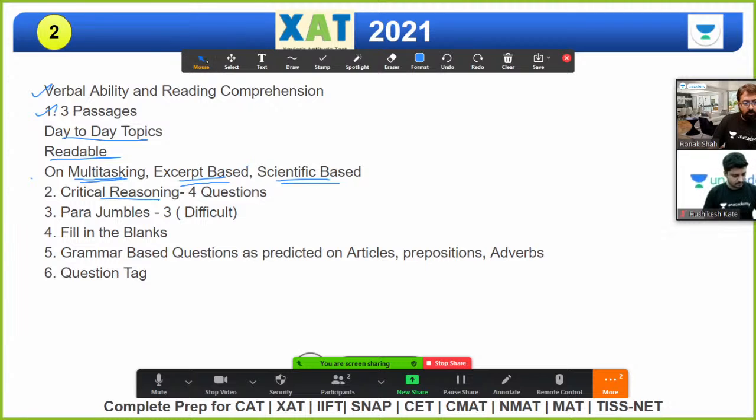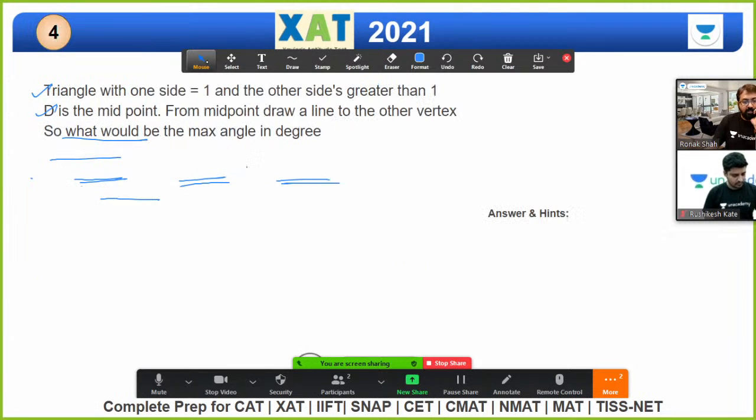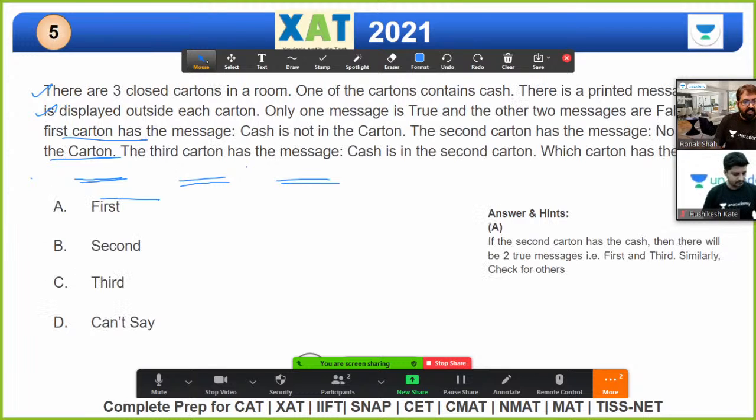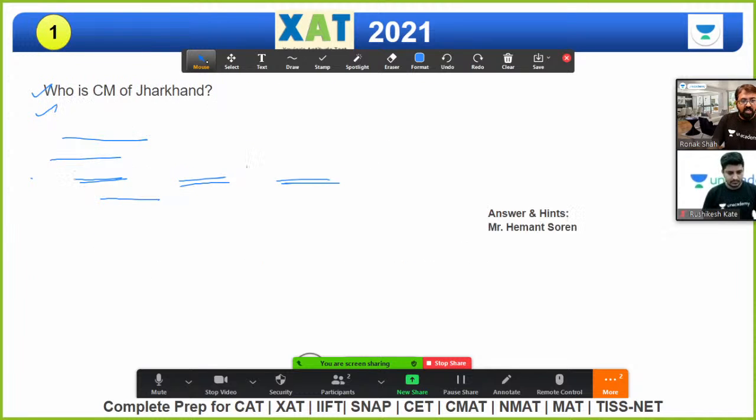So going forward, let me show you some other question. Triangle with one side and the other sides greater than 1. D is the midpoint. From the midpoint, draw a line to the other vertex. So what would be the maximum angle in degrees? This is what the question was. I think this is a slightly incomplete question, so difficult to solve right now. Let me see if some other questions are coming in. Okay, number of rounds completed to meet. Okay, fine, that's correct for that circular racetrack question.